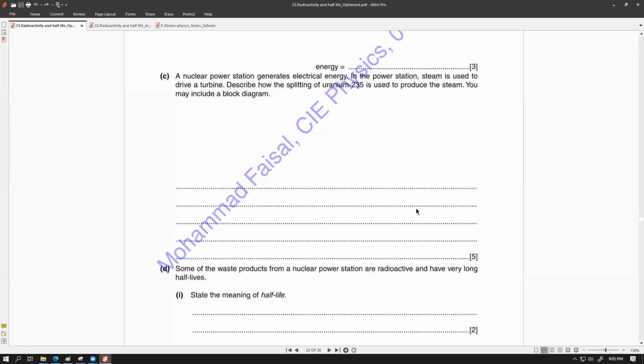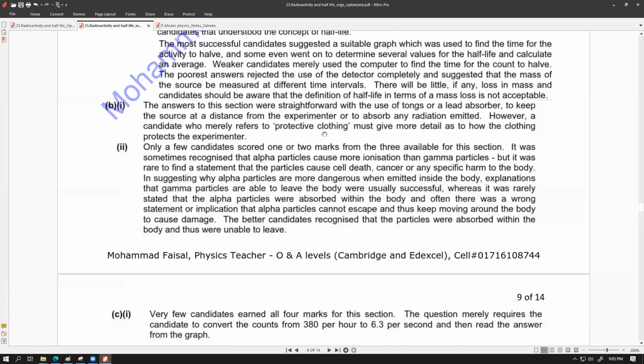I might write this much, and also the relevant block diagram shows up.